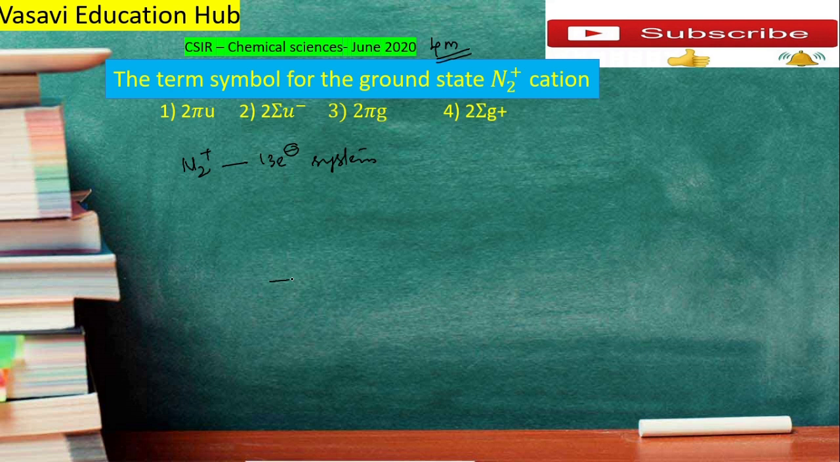So here you can see, I will write this as pi 2px and pi 2py. Then it is sigma 2pz. So this is ungerade, and this is also ungerade. This is for gerade: pi star 2px and pi star 2py, gerade. Then next, sigma star 2pz, ungerade. Is that clear, students? Right.